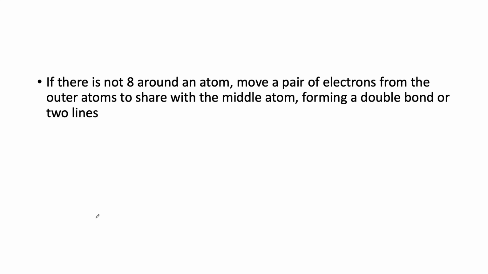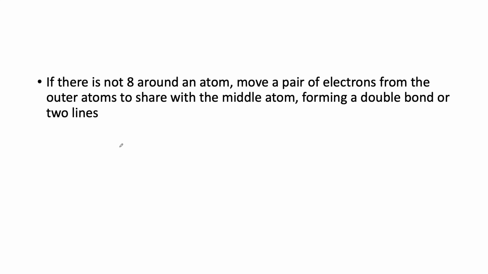So let's go with red. If you come to a point while working on Lewis dot structures and you notice that one of the atoms does not have 8 around it, we're going to have to do something to deal with that, because you need to have 8. To do that, we move a pair of electrons from one of the outer atoms to share with the middle atom, forming a double bond with 2 lines.